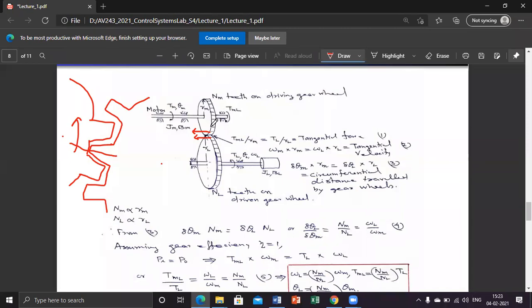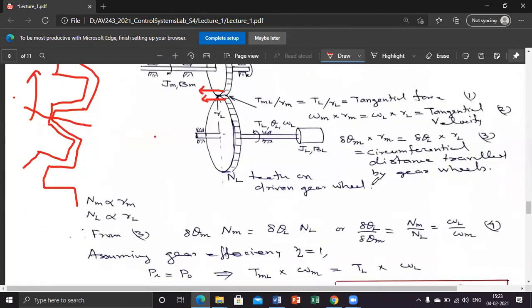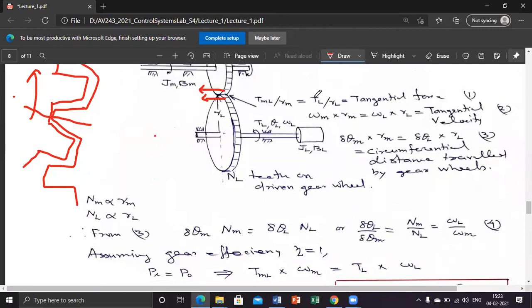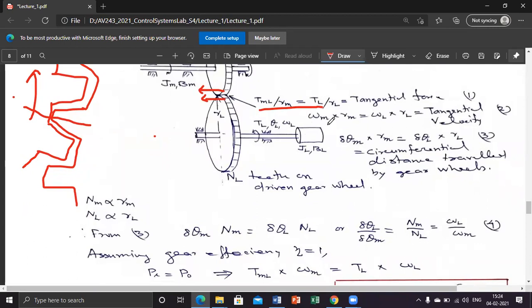That TML divided by Rm will give the linear force acting at this contact point. The same force will be transmitted to the load shaft. So at the load shaft point, TL by RL is equal to the received force. So this equation holds good. Another equation is that the tangential velocity of both these wheels is the same. That is omega m into Rm is equal to omega L into RL.